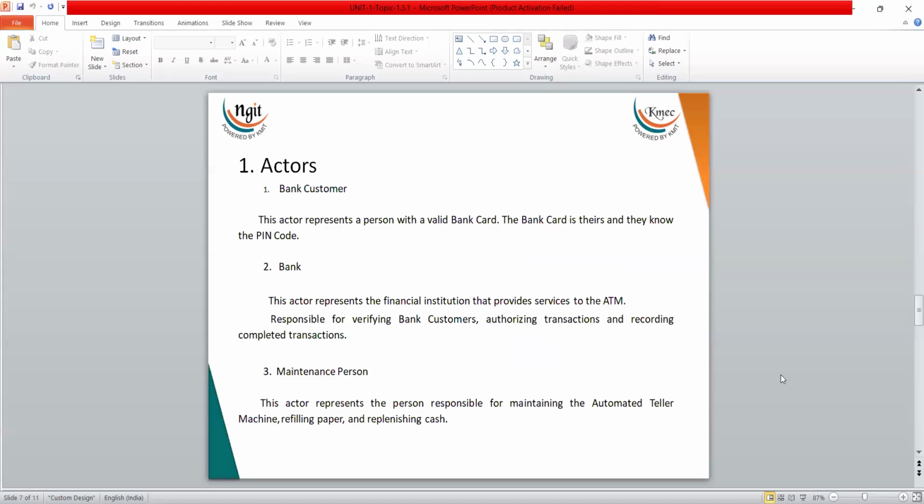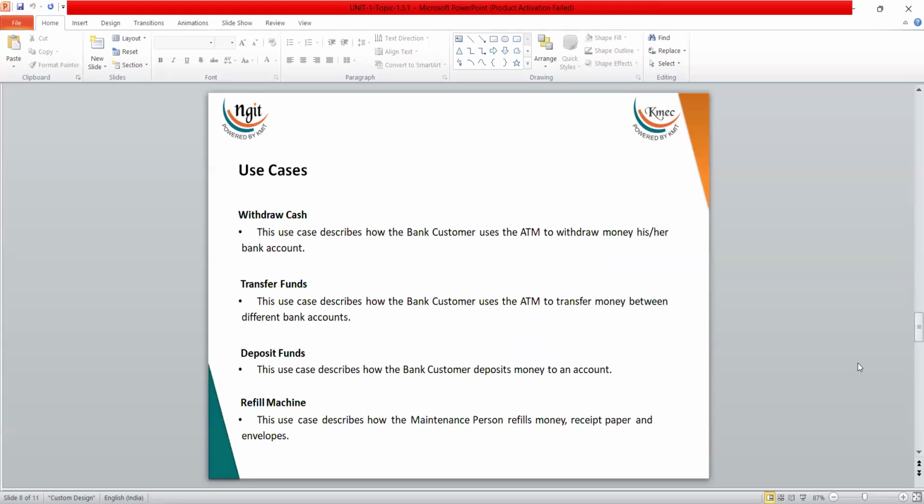So what are the actors involved in an ATM machine? The bank customer, the bank employee, and the bank maintenance person. These are the three different types of actors involved in the ATM machine. Coming to the use cases: withdraw cash, transfer funds, deposit funds, and refilling the machine. All these are the use cases.